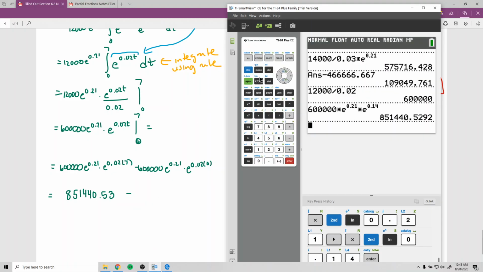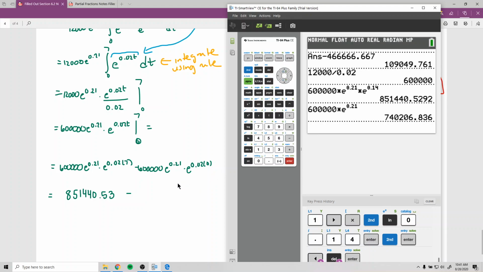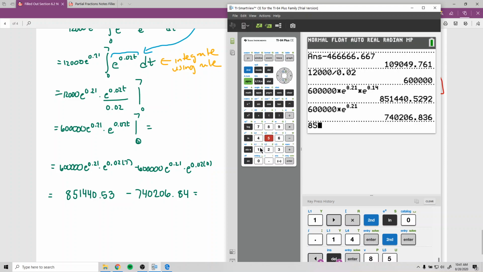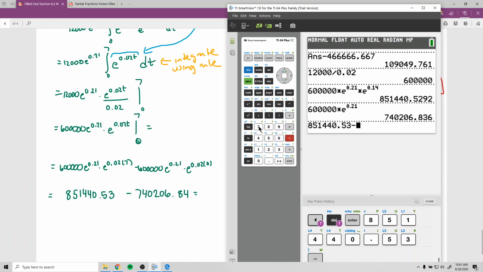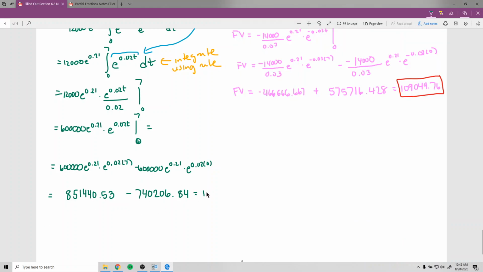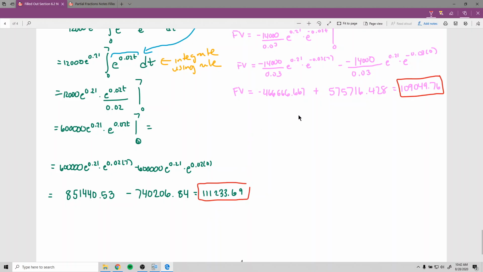Minus, and then if we plug in the second thing, everything is the same as before. The second exponent is 0, e to the 0 is 1, so like the other ones I can just get rid of it. We got $740,206, and I forgot to look at the change, 84 cents. Then do our subtraction here. 851,440.53 minus 740,206.84. And we get $111,233.69. And this is the future value of the investment in the computer store.